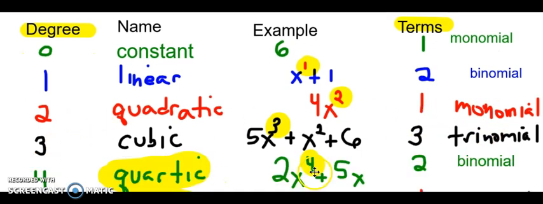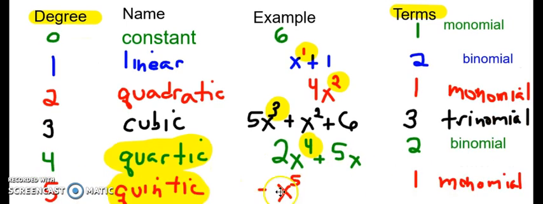If my degree is 4, so in this polynomial my degree is 4, quartic. If you think 4 quarts in a gallon, this quart would be 4. So I have 2x to the 4th, so it's quartic. I have 2 terms though. Here's my first term, here's my second term, so that would be binomial.